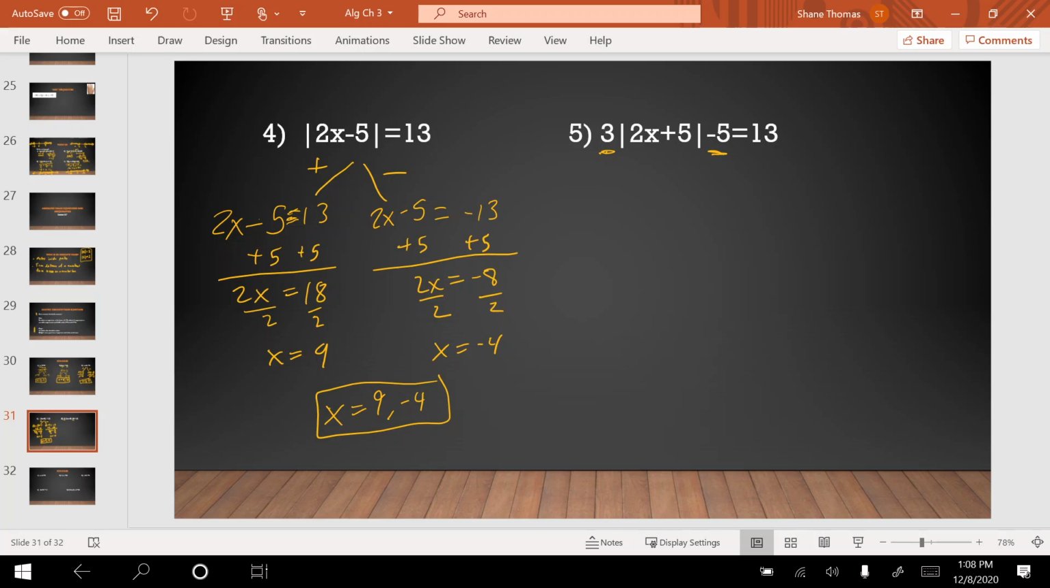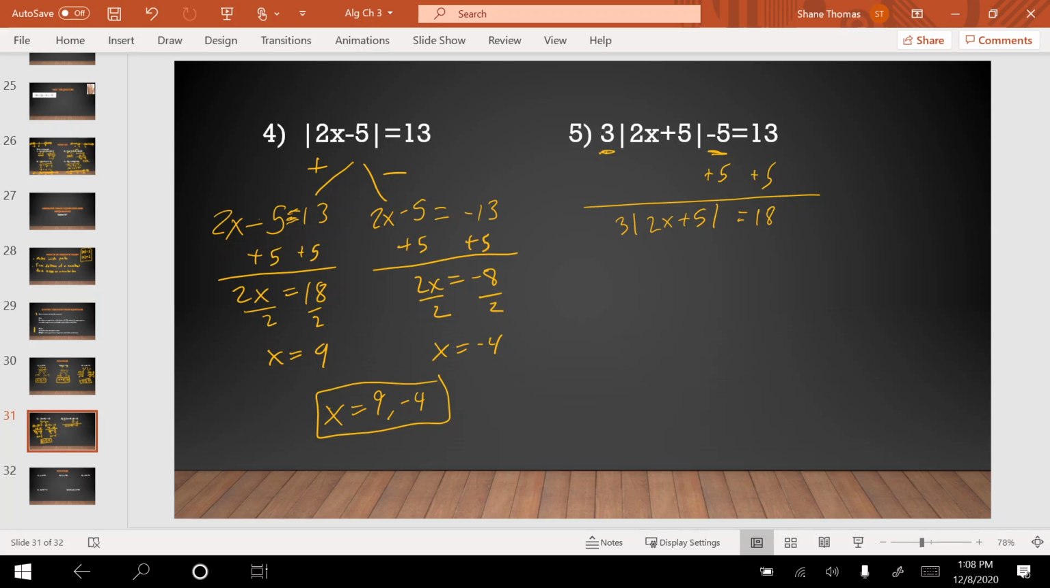Now, if we pretend that our absolute value was a variable, what do we do first? Add the 5, then divide by 3, right? So let's do that. I'm going to add a 5 because I want to do the opposite. Add a 5 to both sides. Now I have 3 times the absolute value of 2x plus 5 is equal to 13 plus 5, which is 18.